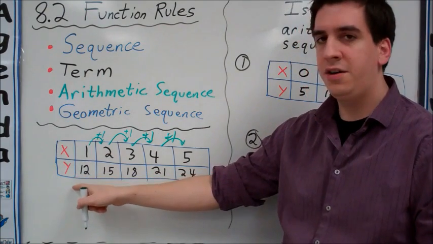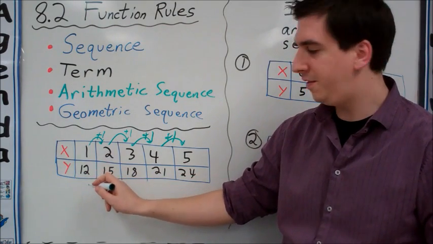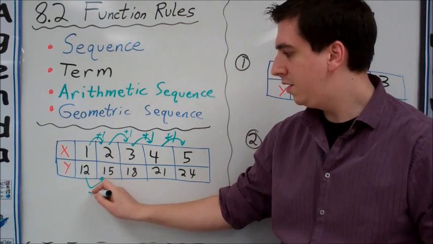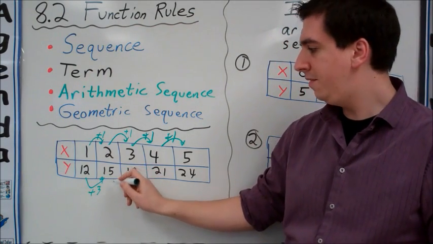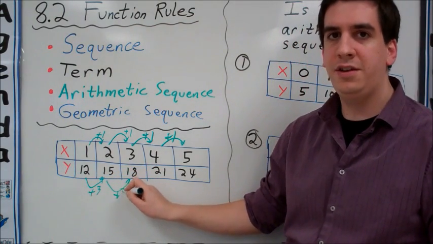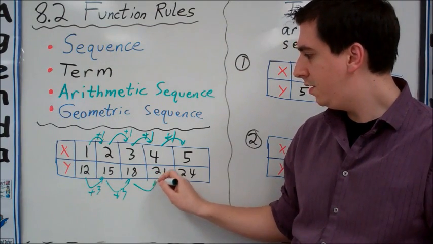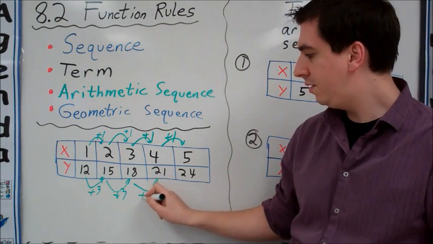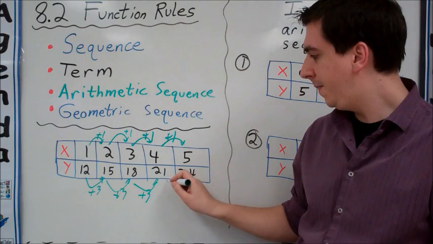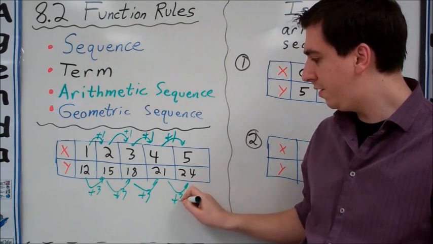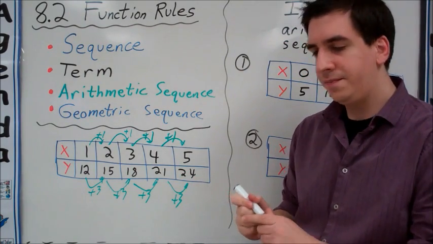Let's look at our y values now. From 12 to 15, that increases by 3. From 15 to 18 is a plus 3 again. From 18 to 21, that's another plus 3. And from 21 to 24 is another plus 3.